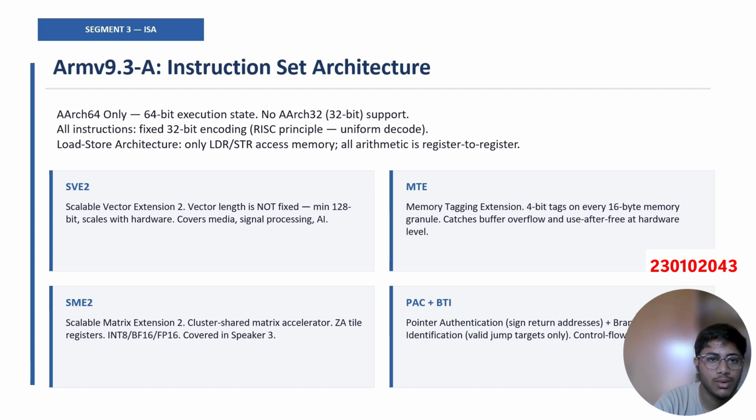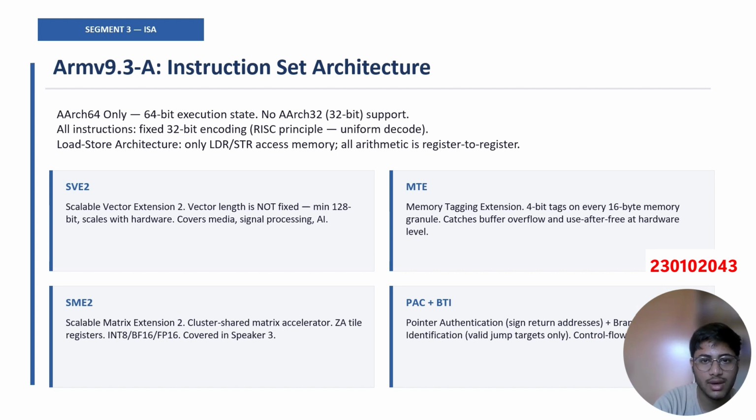Now, there are four key extensions. SVE2, the Scalable Vector Extension 2. It has a vector length which is not fixed, with a minimum of 128 bits, and it scales with hardware. And it also covers media and signal processing and AI.